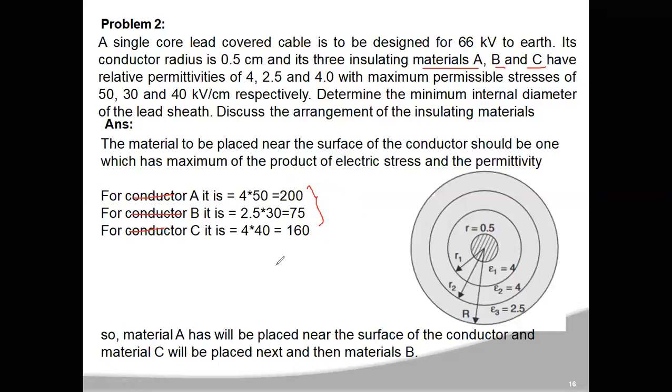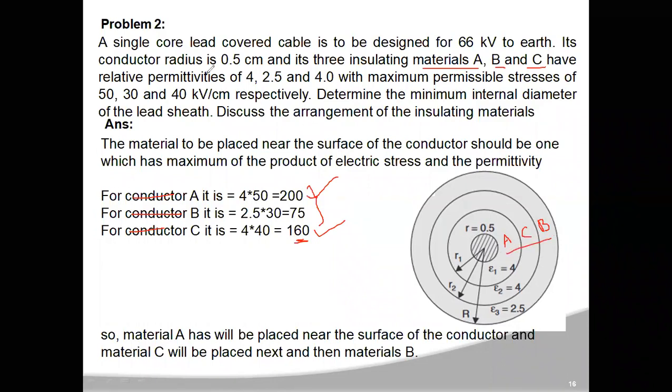You have to place the materials in such a way that the product goes from high to low. So material A should be placed next to the conductor. Then the highest product after that is for C, so next to this you will get C, and next to this you will get B. Is it clear now?